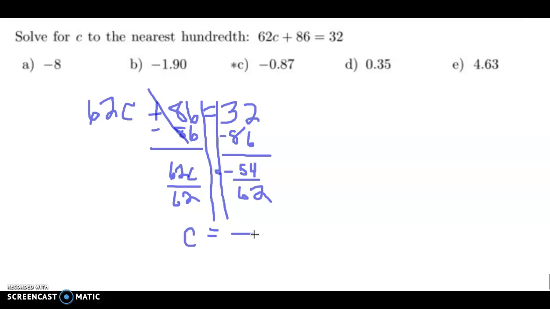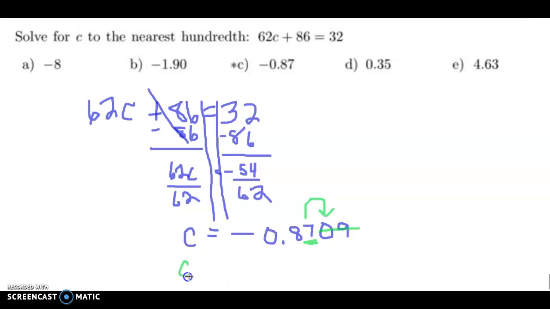Well, here's the situation. Your answer is 0.8709. So far, it keeps going. So we're going to underline our place value, which is the hundredths place. Well, the 8 is in the tenths, the 7 is in the hundredths, so that's what we have to round to. And we look to the right. If it's 4 or less, it's out of sight, which is exactly what it is.